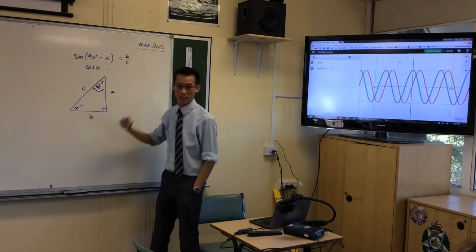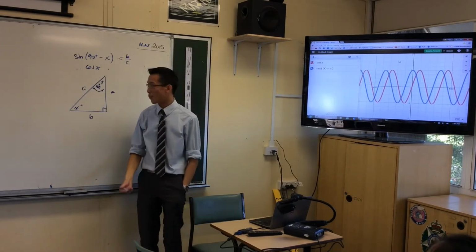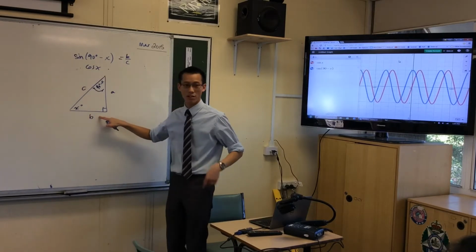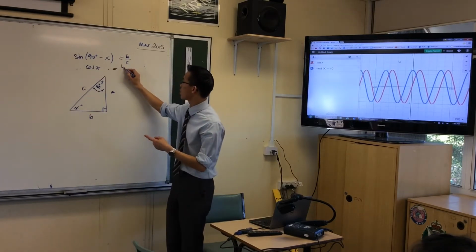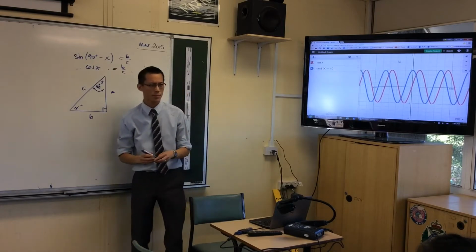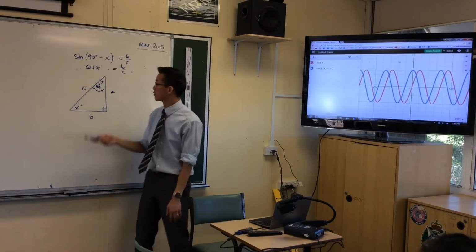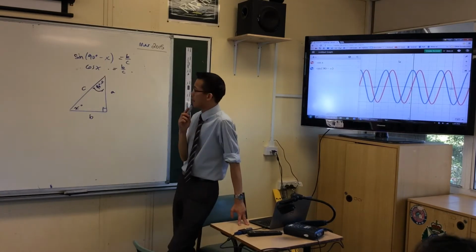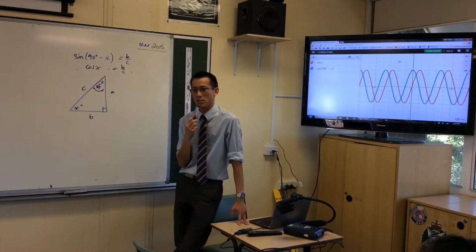B on C. And in exactly the same way, cos of x, which is a different angle, is adjacent on hypotenuse. So it's also equal to B on C. Okay, so there's my argument. These two are equal, and this is why. But I wonder if you can see why this is not enough of an argument to take forward.